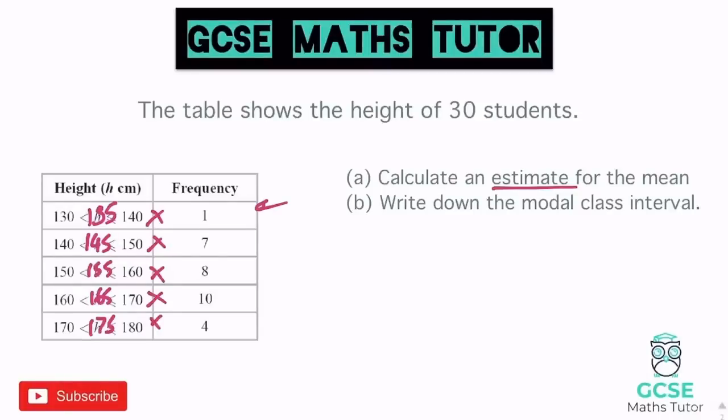So one lot of 135 is 135, 7 lots of 145 is 1015, again I'm just doing this on the calculator, 8 times 155 is 1240, 10 times 165 we can do 1650, and 4 times 175 gives us 700. And again, from here, it's just the same process. We add those all together.